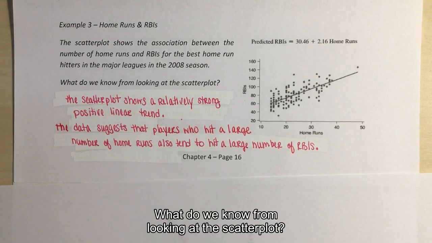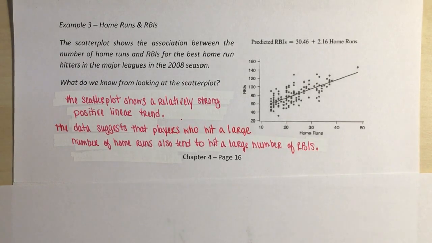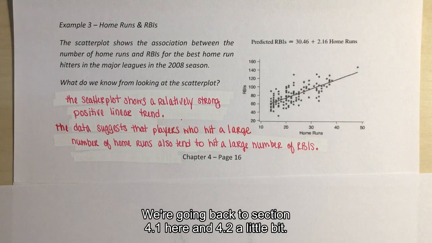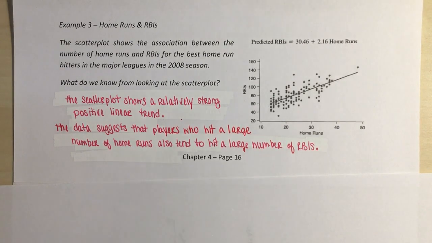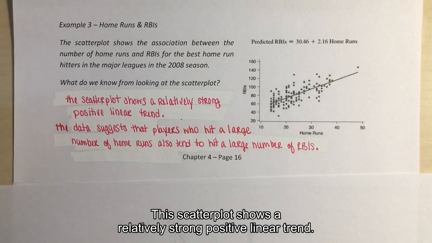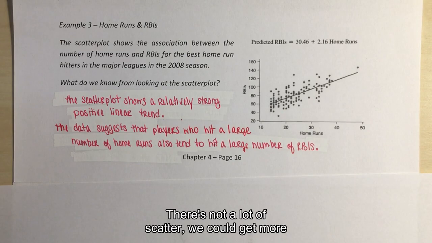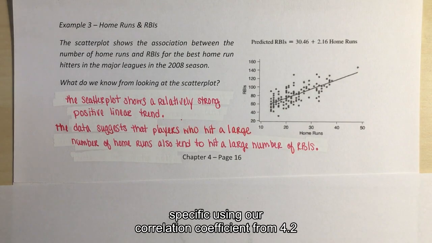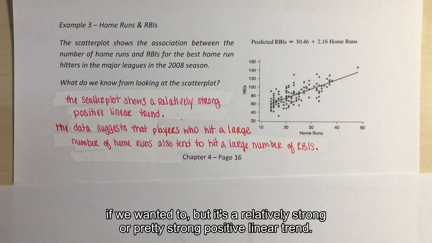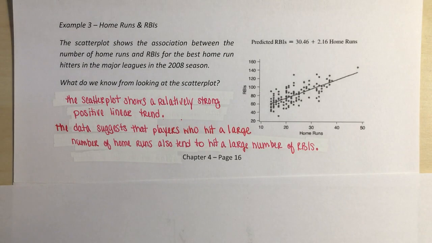What do we know from looking at this scatter plot? Right, so we're going back to section 4.1 here, right? This and 4.2 a little bit. This scatter plot shows a relatively strong positive linear trend, right? So there's not a lot of scatter. We could get more specific using our correlation coefficient from 4.2 if we wanted to, but it's a relatively strong or pretty strong positive linear trend.